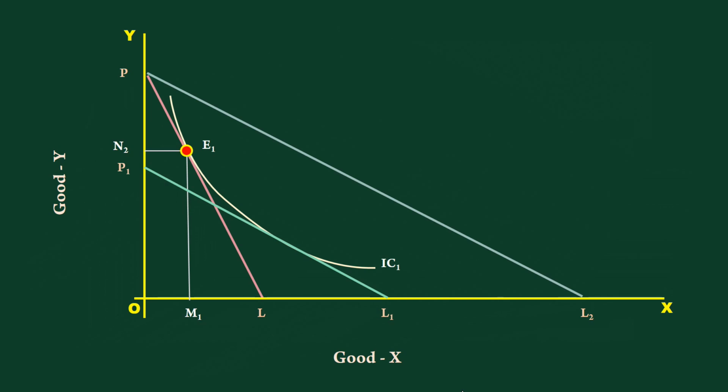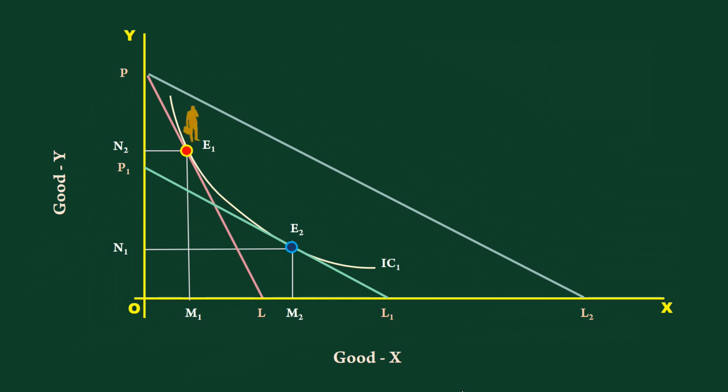The consumer can no longer be in equilibrium at E1 because the new price income situation given by the price line P1L1 is not tangent to IC1 at that point. The price line P1L1 is tangent to IC1 at E2. This is the consumer's new equilibrium. He buys M2 units of good X and N1 units of good Y.